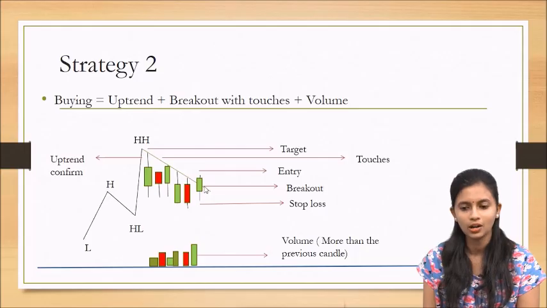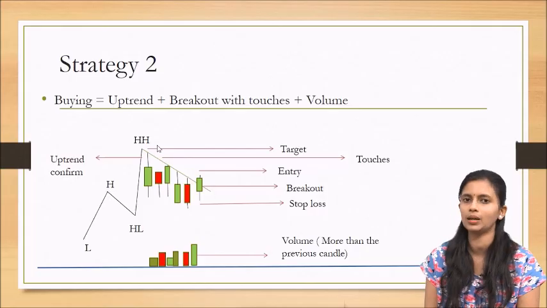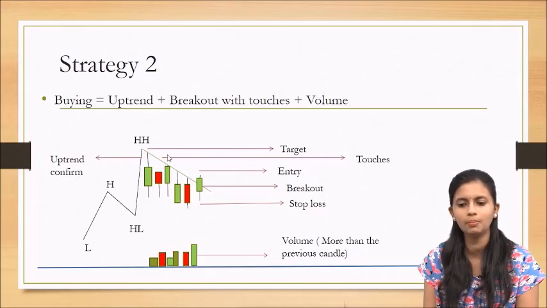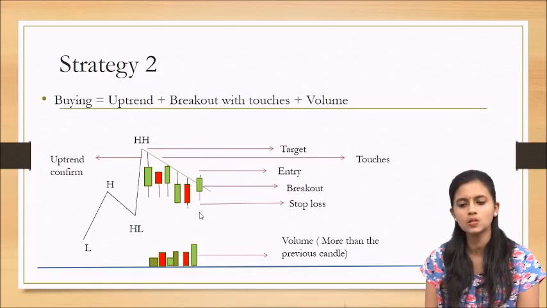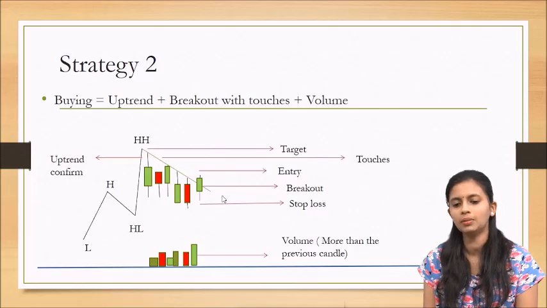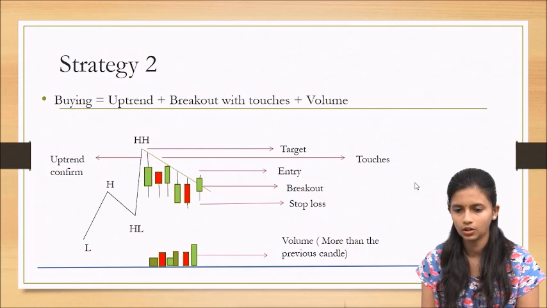Now, where will be your entry? Just above the high of this candle. Stop loss will be just below the low of this candle, and your target will be the previous swing high. This is a previous swing here, right? So the high of this previous swing will be the target. Again, it's preferable to keep a 0.2 buffer, that is, you can keep a little below this previous swing so as to take a safer place. So this is how strategy 2 works, and this setup is available very frequently and you can work on it.